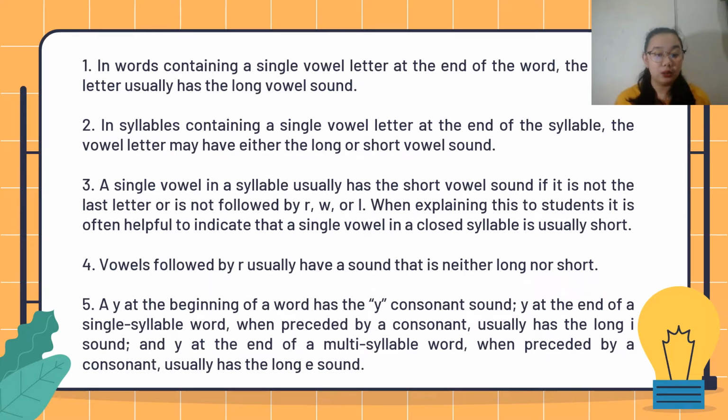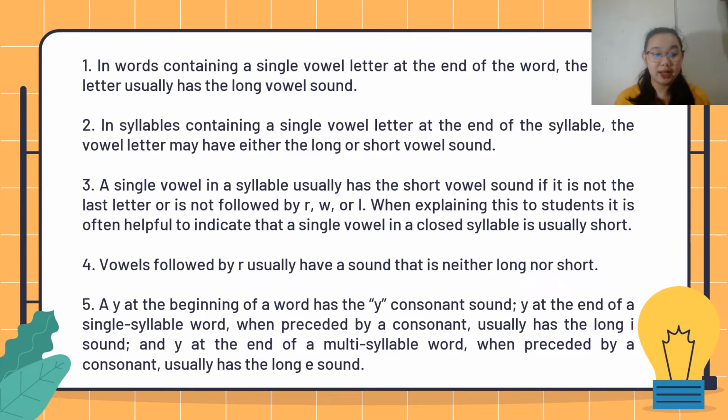A single vowel in a syllable usually has the short vowel sound if it is not the last letter or is not followed by the letters R, W, or L. When explaining this to students, it is often helpful to indicate that a single vowel in a closed syllable is usually short. Vowels followed by letter R usually have a sound that is neither long nor short.